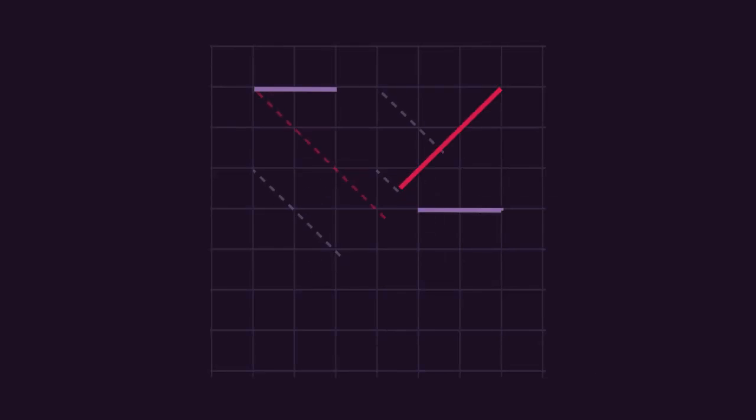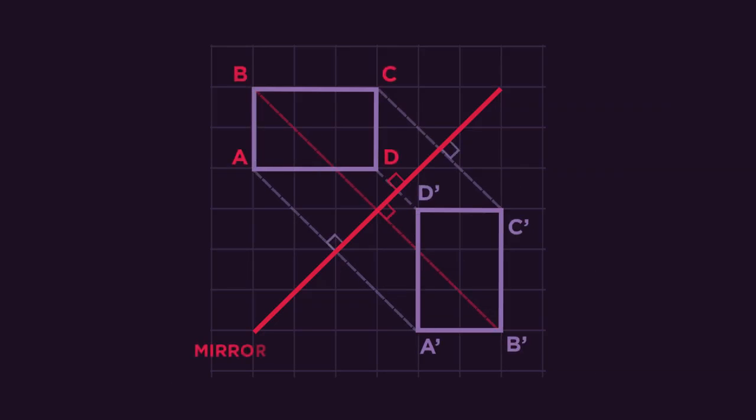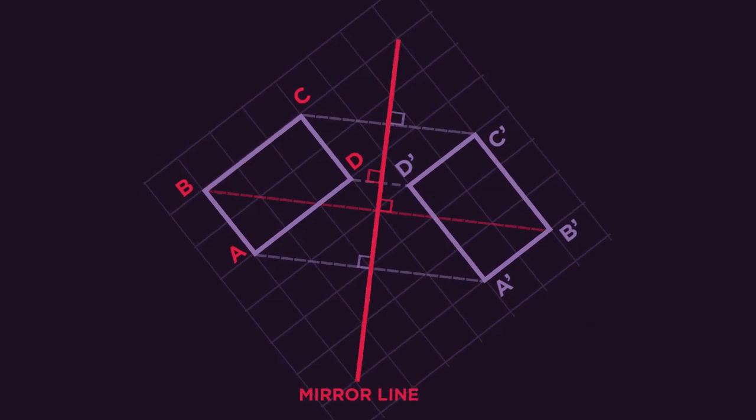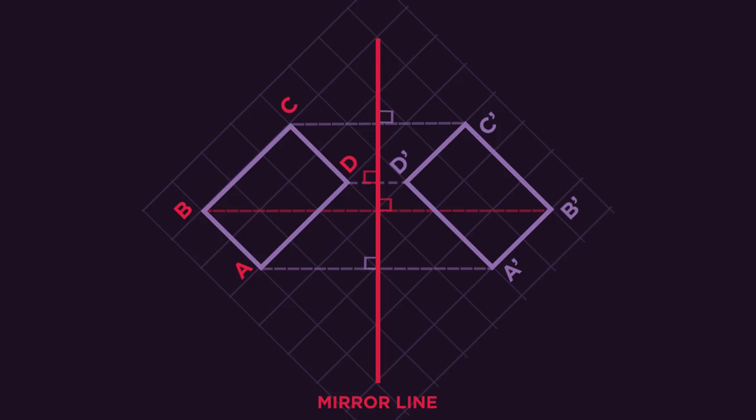But now we have a diagonal mirror line. See how the distances now also have to be diagonal, so that we cross the mirror line at right angles. Here's a little tip. If it's difficult for you to envisage the shape being perpendicular to the mirror line, you can rotate the page so that the mirror line appears vertical.